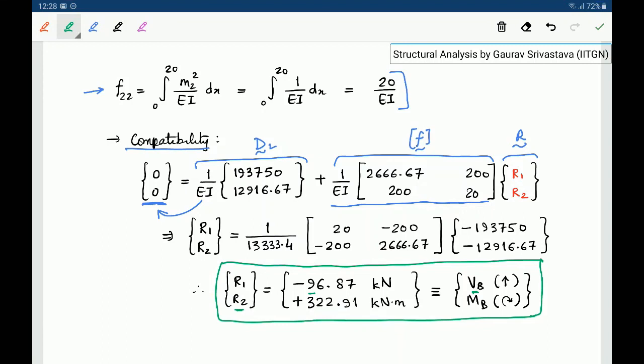So with this foundation of these force-based methods and the flexibility discussion, in the future sessions we will focus on displacement-based methods and eventually build the stiffness matrix method as well.